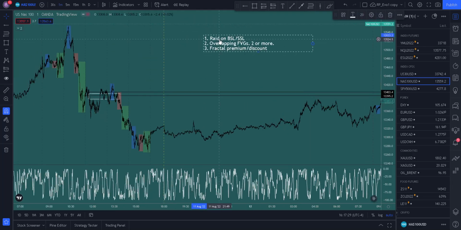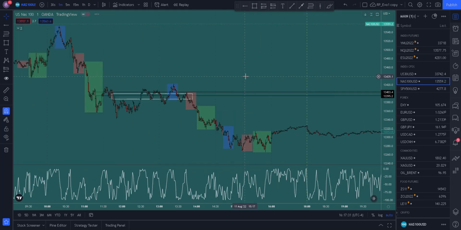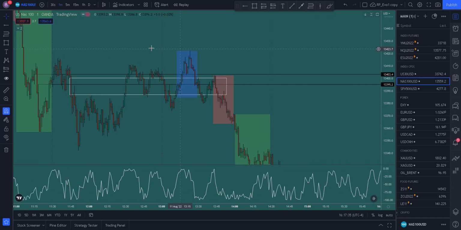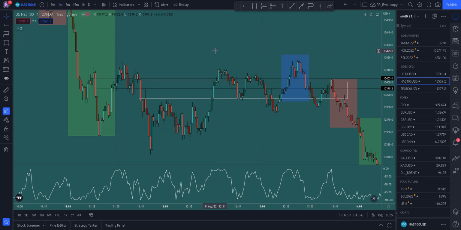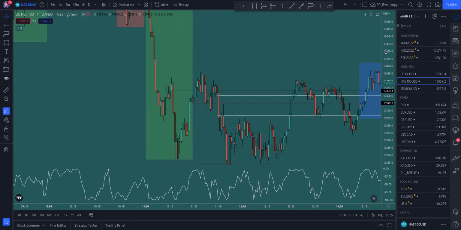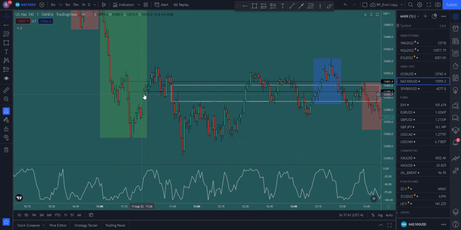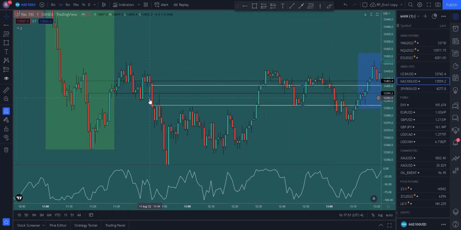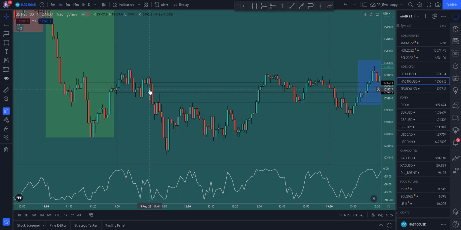So let me remove this. Hopefully this makes sense. I'm trying to do my best here to explain. Okay, so this is the case. Let's say you had this imbalance here, considering this fractal high to low, obviously premium, inside the kill zone. And then you have your second imbalance outside of the kill zone. This is actually London, pretty much close to New York lunch.